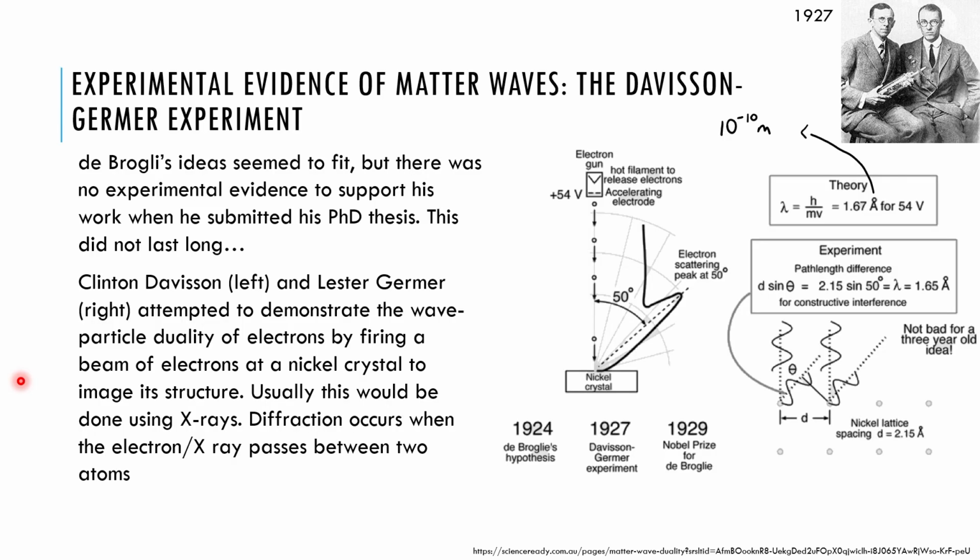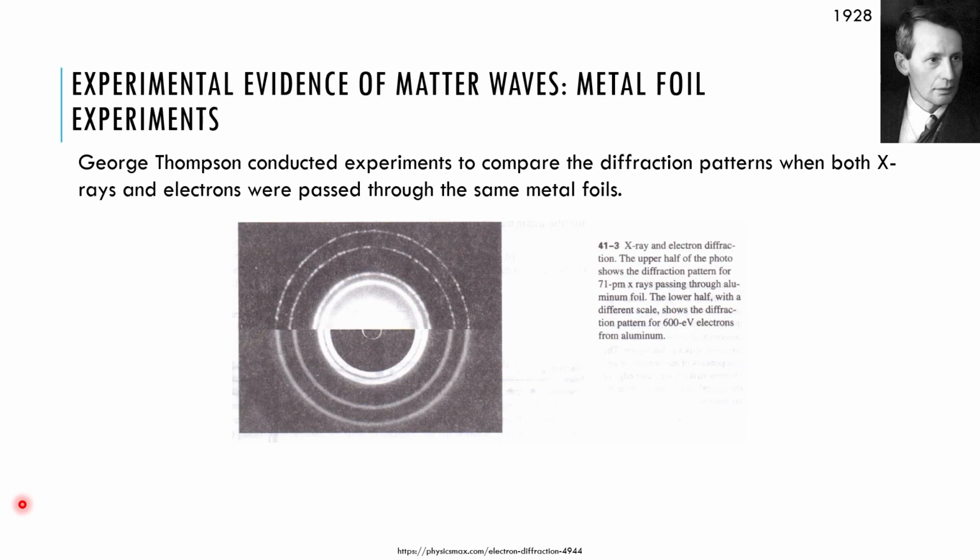Turns out this hypothesis was correct, and they were able to measure electron scattering where there was a peak intensity of scattering at 50 degrees, lining up quite closely with their predicted behavior. Similar experiments were conducted shortly afterwards as well. George Thomson also substituted electron beams for X-rays in similar experiments. In this experiment, he passed X-rays and electrons separately through metal foils.